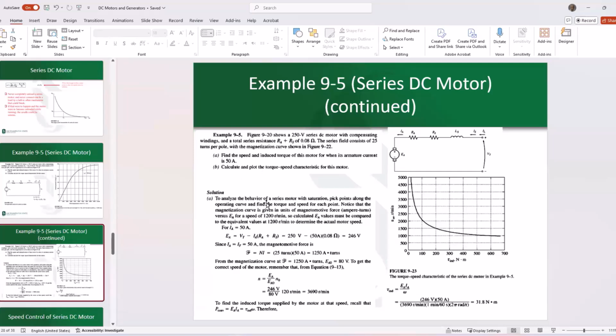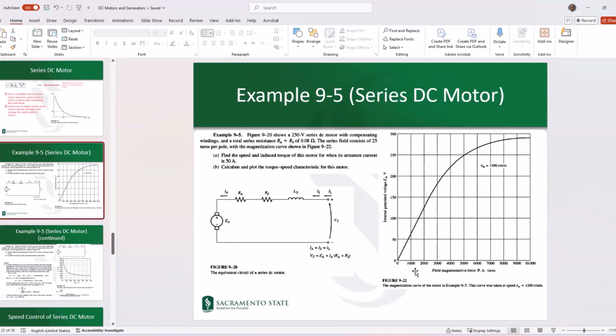Part A, to analyze the behavior of the series motor with saturation, we pick points along the operating curve and find the torque and speed for each point. Notice that the magnetization curve is given in units of magnetomotive force.